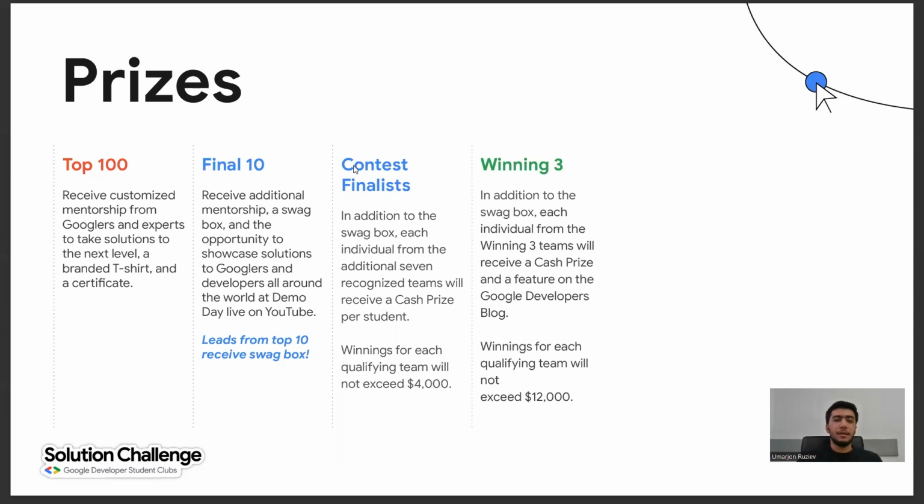For top 10, you receive additional mentorship and swag box, an opportunity to showcase your project to Googlers, developers all around the world. Again, that's very good opportunity to get investment to your project or to make good networking with experts. And it's not the only benefit you will get if you are in final 10. As well as these benefits, you will get cash prize, which will not exceed $4,000. And in addition, if you are in top 3, you will get a swag box and you will get featured on Google Developers blog. And again, there is a nice cash prize, but that will not exceed more than $12,000.